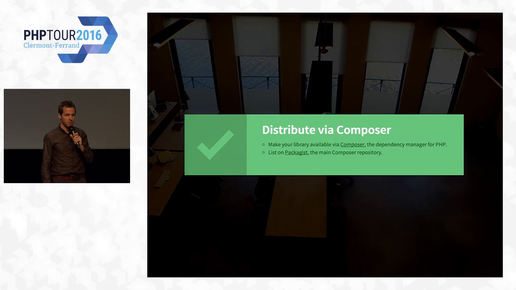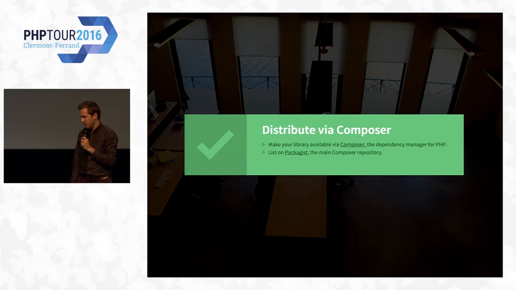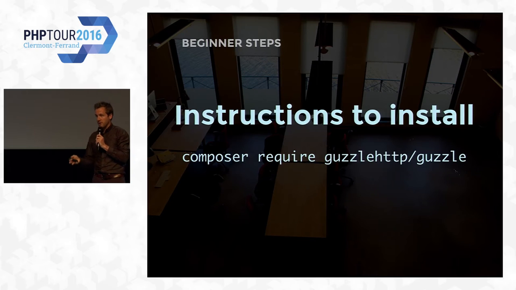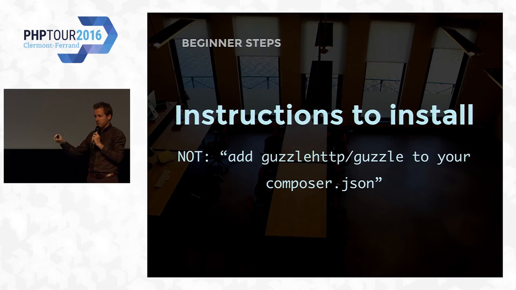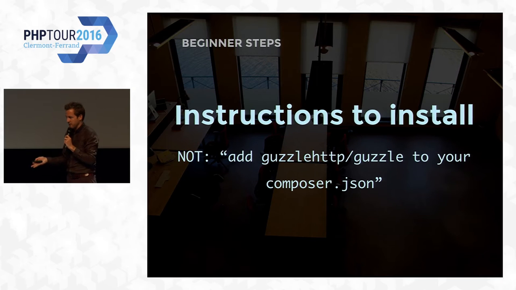I already mentioned Composer. We all use Composer nowadays, I hope. So what you should do is register your package on packagist.org. If you register it there, then anyone can do composer require your package name, like composer require guzzlehttp/guzzle. Use that line of code to have install instructions in your README.md file. Do not say add guzzlehttp/guzzle to your composer.json file, because then people will need to find out what is the most stable version themselves. If you let Composer do that, Composer will handle that for you.